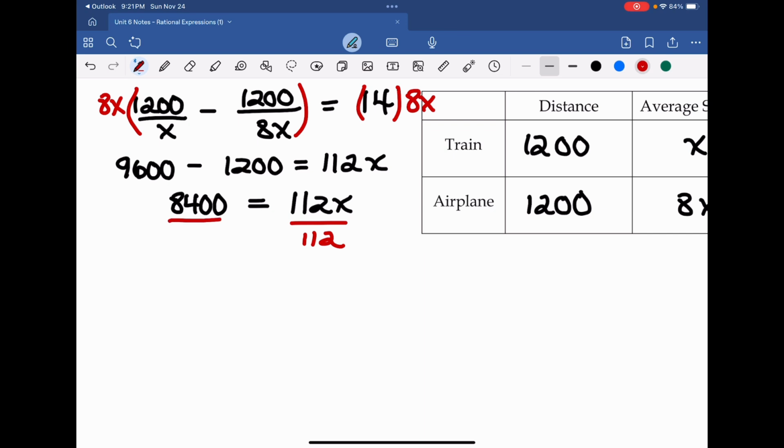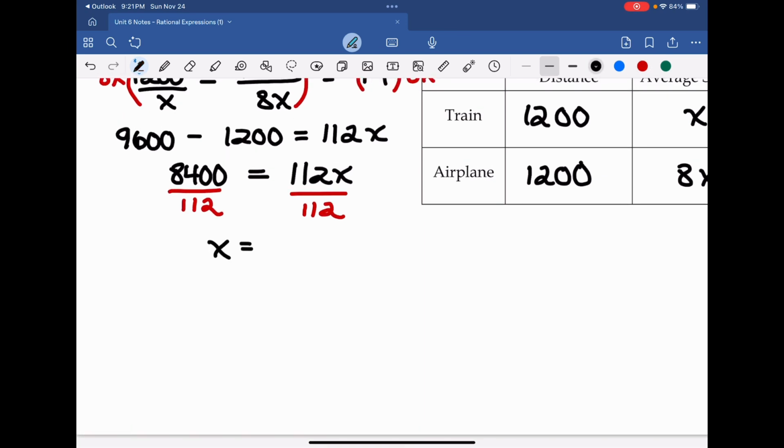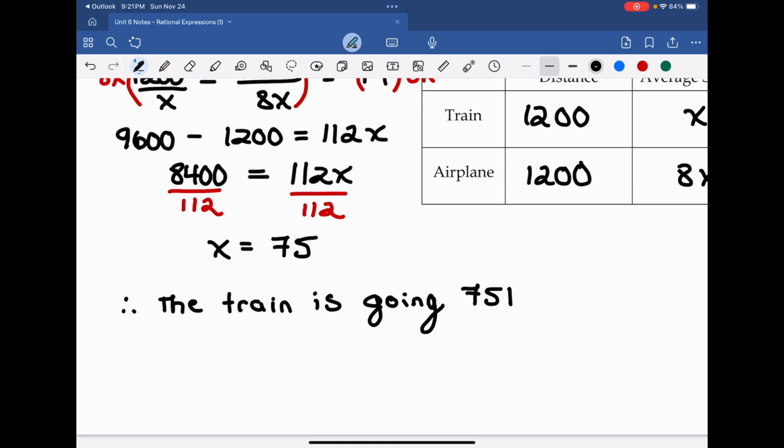Using some basic algebra from grade 10, we divide by the 112, which is the coefficient, and we end up getting that x is equal to 75. Now, what does this mean? We want to summarize it right away. Therefore, the train is going 75 kilometers per hour.